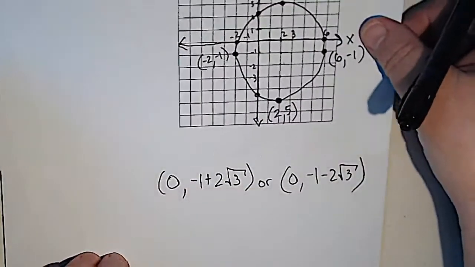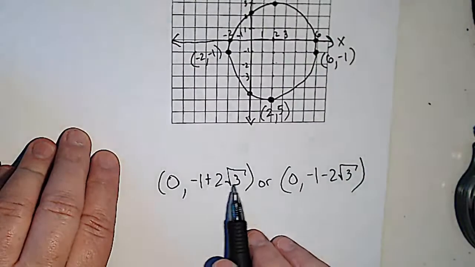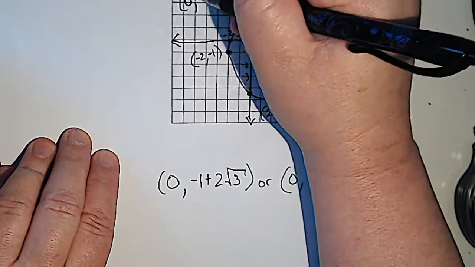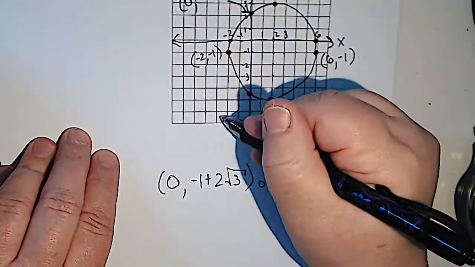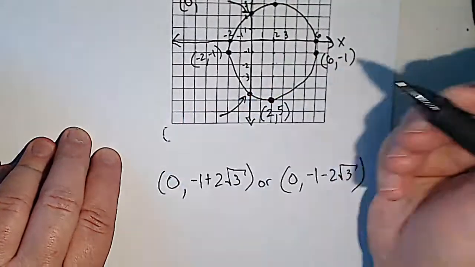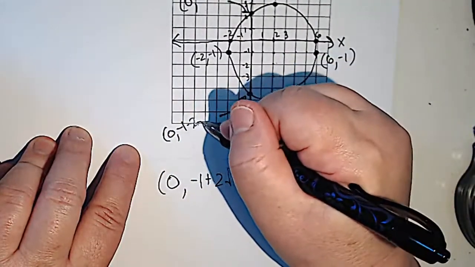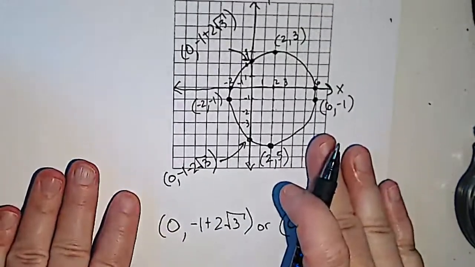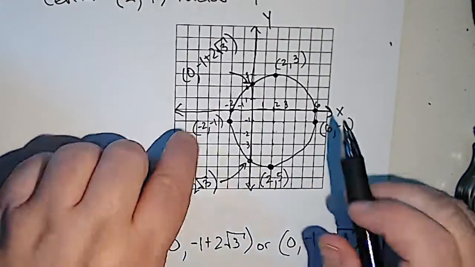So back on our graph, these are these two. This one's the plus one, so it's the bigger one. Right here, I've got the point (0, -1 + 2√3), and down here, I've got the point (0, -1 - 2√3). There we go. Oops, you couldn't see the top one, sorry. Woohoo. Okay, we've got 2 more to find, those 2.